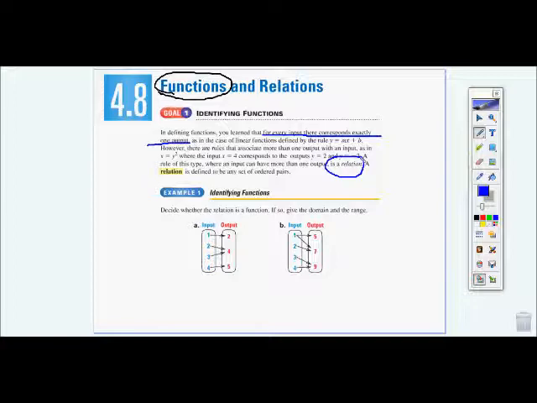So, first of all, we need to identify functions. So they've given us two different ones here. You'll see that we have an input-output chart here. And we see if the input's 1, the output will be 2. If the input's 2, the output will be 4. Input's 3, the output also is 4. And if the input is 4, the output will be 5. So this relation is a function because it matches the rules of a function. Each input has one output.